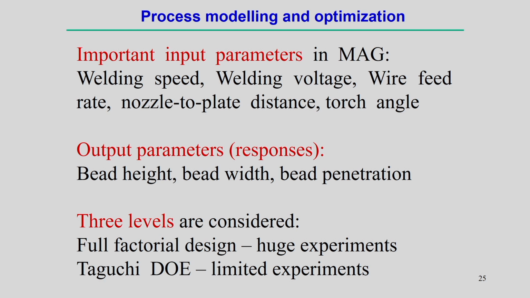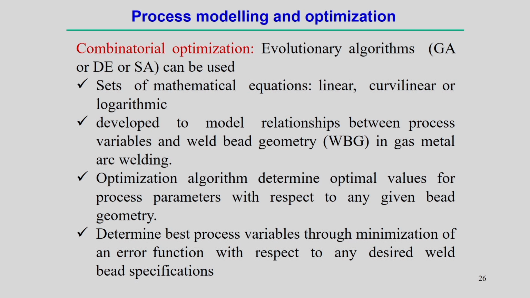If we follow the full factorial design, then we get huge experimental data. If we follow the Taguchi design of experiment, then you can define limited experiments in this case. Now, if you use some combination of optimization techniques, for example, genetic algorithm, differential evolution, simulated annealing, we can choose any of these methods, and then a set of mathematical equations can be given as input, for example, linear, curvilinear or logarithmic equations. We do not know which equation fits the data better.